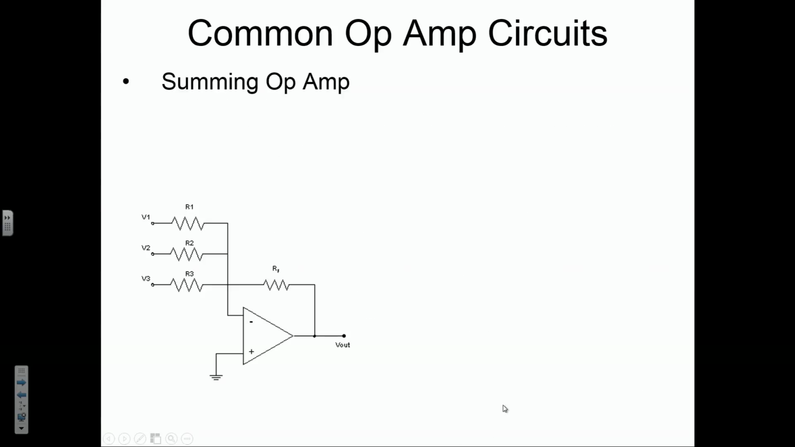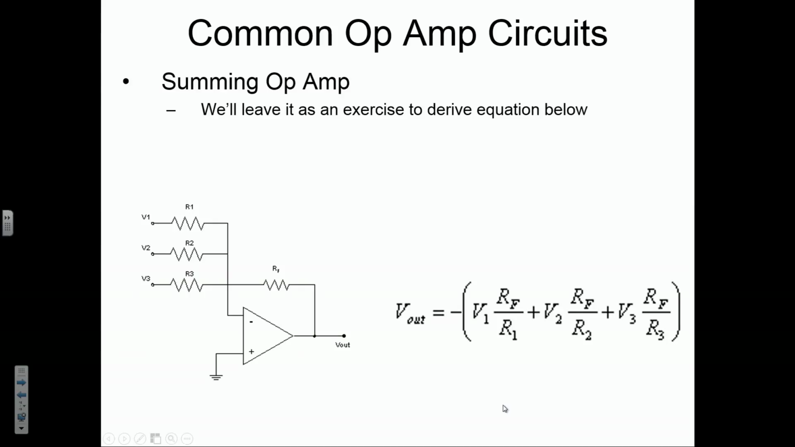Now let's move on. Here's a summing op-amp, another very important op-amp. This is your equation ultimately. It looks a little complicated, but it's not. Okay, you've got 3 inputs. They're all connected to the inverting terminal. Sorry, I keep saying op-amp when I mean input terminal. They're all connected to the inverting input. The non-inverting input is connected to ground.